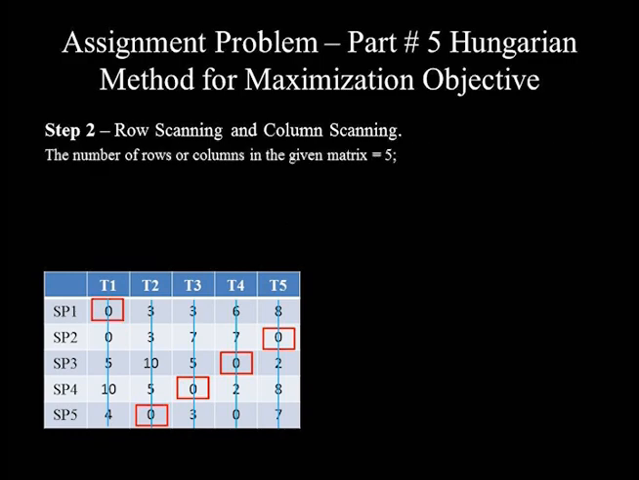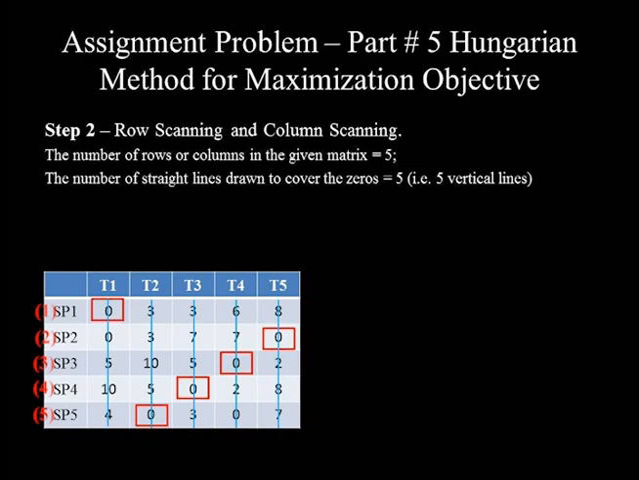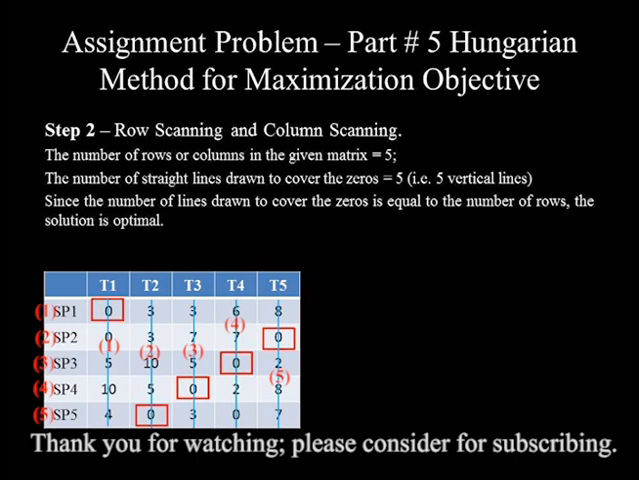The number of rows or columns in the given matrix is equal to 5. The number of straight lines drawn to cover the zeros is equal to 5. That's 5 vertical lines. Since the number of straight lines drawn to cover the zeros is equal to the number of rows, the solution is optimal. Thus, an optimal assignment by referring to the zeros inside the rectangles can be made.